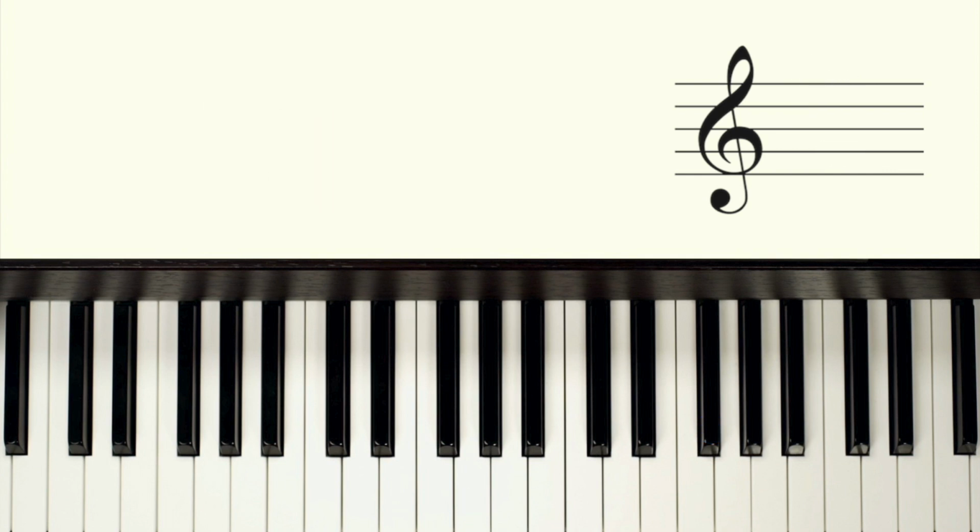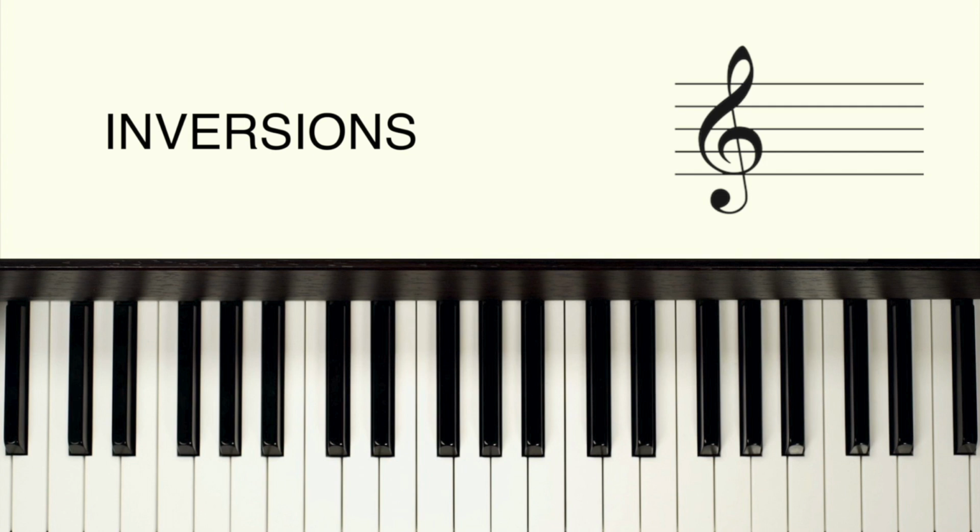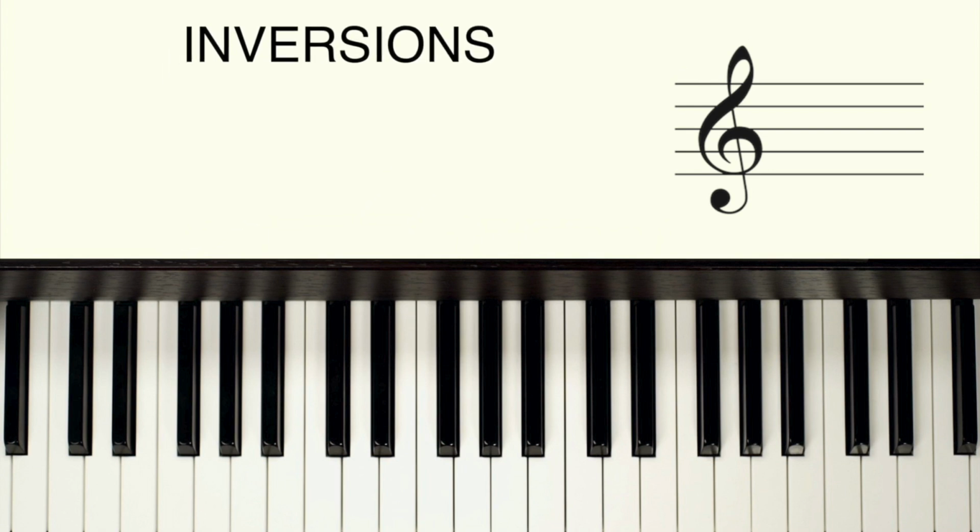Last on our agenda, inversions. In the previous video, Intervals Part 1, we saw how an interval can be flipped over, or inverted. A third, for example, E up to G, will invert into a sixth, E down to G. And interval qualities also invert.